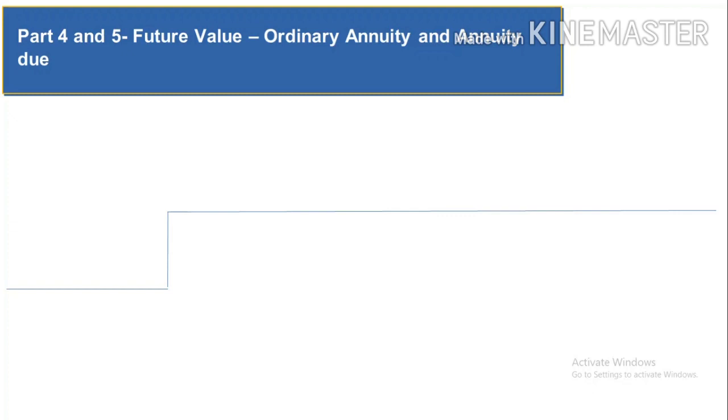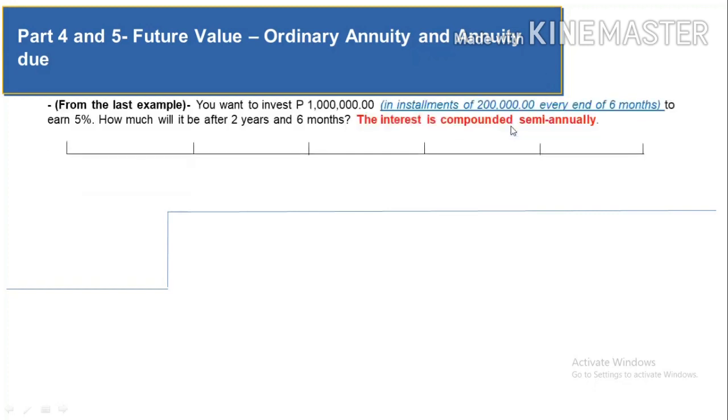The part 4 and part 5 is all about future value of ordinary annuity and annuity due. So it will be better if we go directly to the illustration. The problem is very much similar to the previous. However, instead of investing 1 million at one time, you decided to invest it on a staggered basis of 200,000 every 6 months. So what will happen? On a timeline analysis, you will start investing at the end of 6 months. So if this is now, you're not going to invest here.